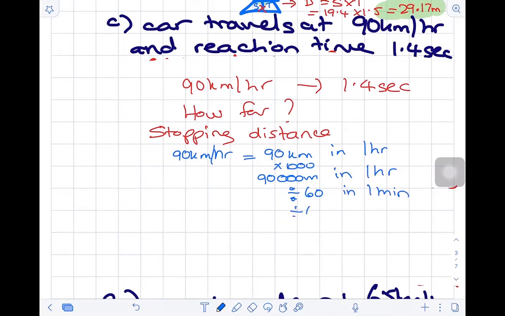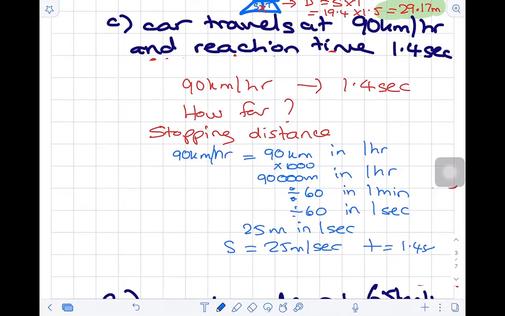And then if you divide by 60 again, that will give you 1 second. So this will get your speed, we're just going to do it in the calculator. You've got 90,000 divided by 60 divided by 60. That means you go 25 meters in 1 second. So that's your speed, 25 meters per second. That's the speed. Your time is 1.4 seconds.